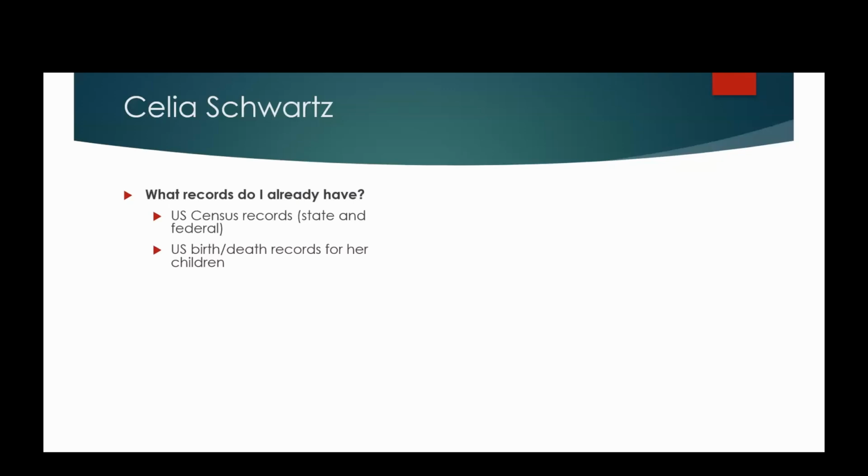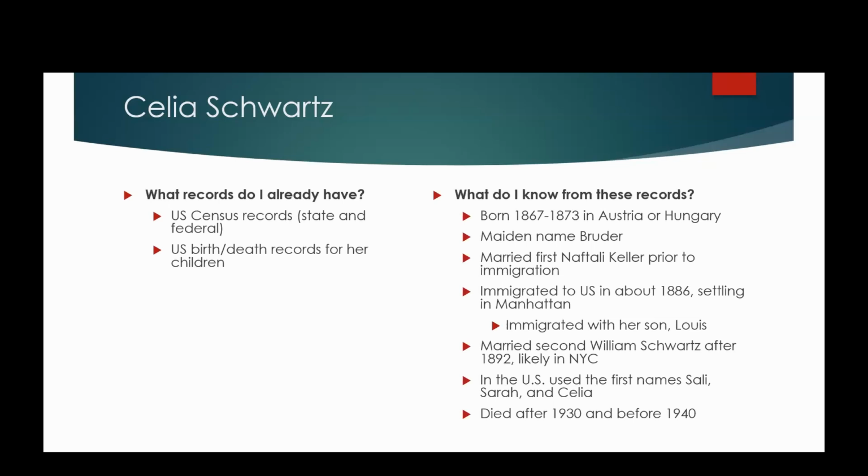We are going to talk about one of my ancestors, Celia. So Celia Schwartz, I have already gathered lots of information on. I've been able to find her in the US Census records, both state and federal. I've found birth and death records in the United States for her children. And from that information, I have been able to identify that she was born in the 1860s or 1870s. She was either born in Austria or Hungary.